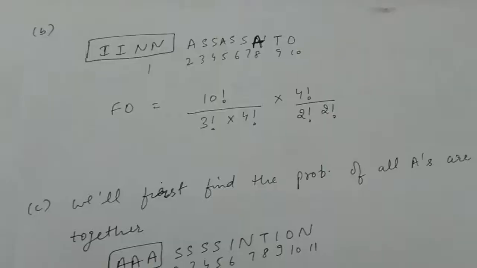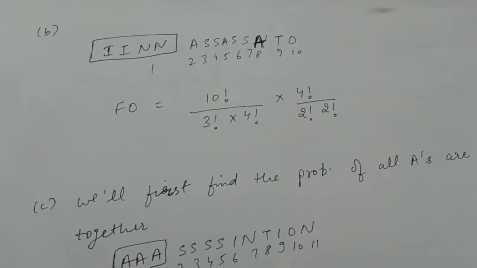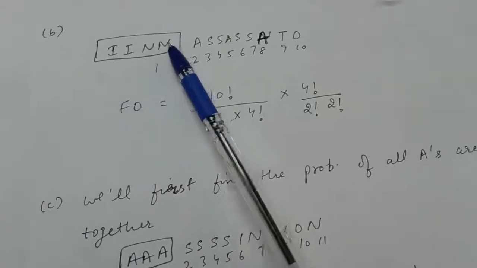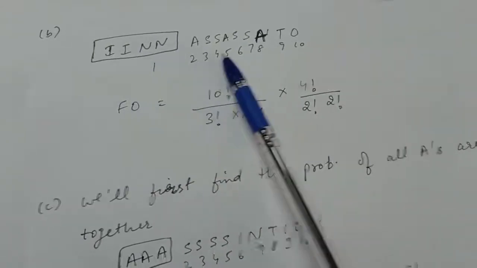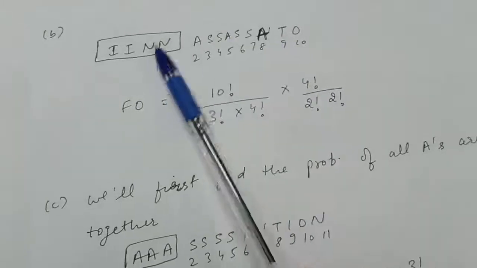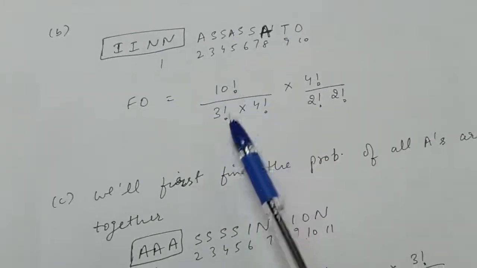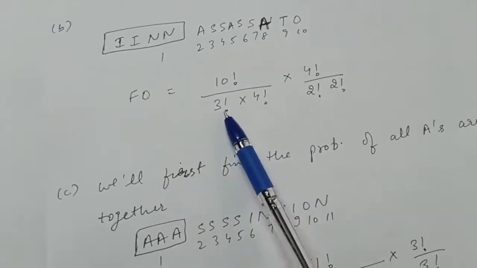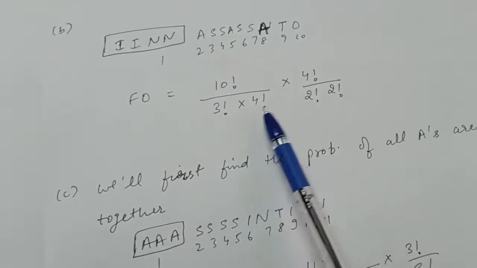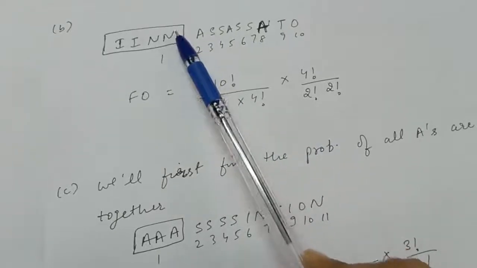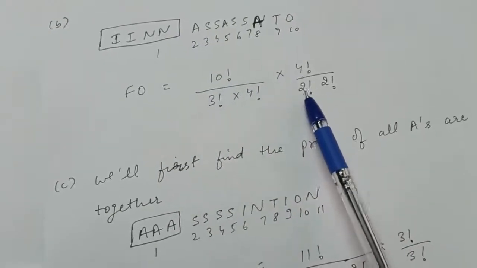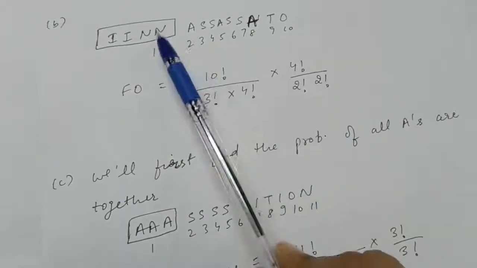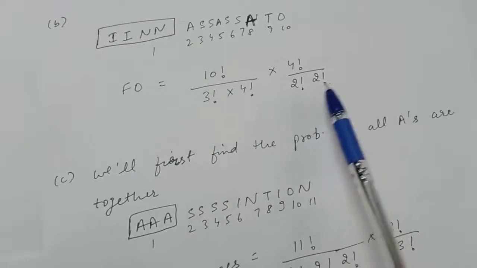Okay. Second part is that 2 I's and 2 N's occur together. So we will treat these 2 I's and 2 N's as one letter. These are the rest of the letters. Now these can be arranged in 10 factorial divided by 3 factorial into 4 factorial. Why 3 factorial? For A, and because S is repeating 4 times, into, now this letter can be arranged in 4 factorial divided by 2 factorial into 2 factorial, because I and N both are repeating 2 times, right?